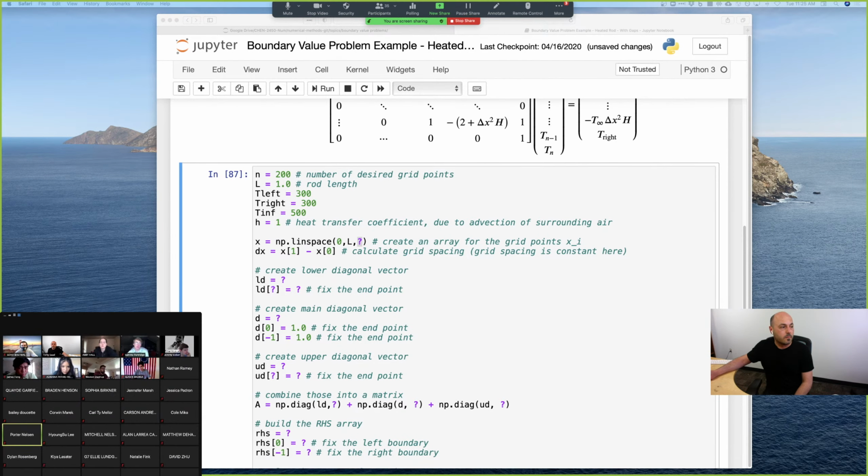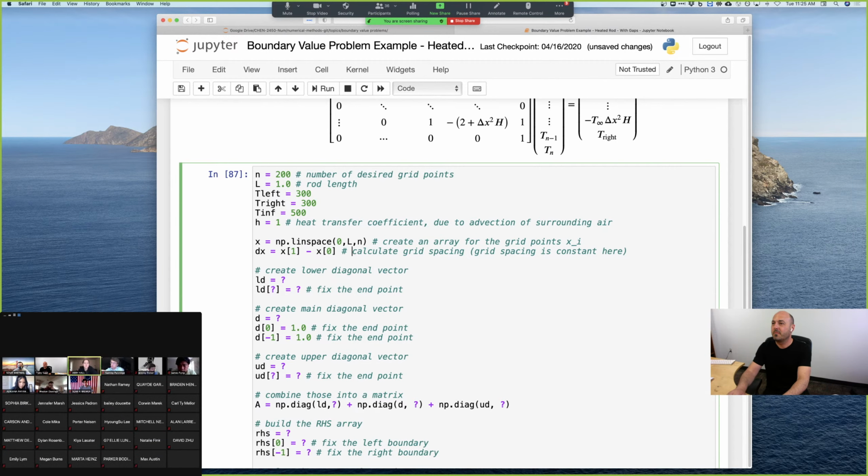Would just be n? Will just be n. Okay. And then dx is simply the spacing between any two points in length space. That's your delta x. All right. So now the way we do this is we create a lower diagonal, main diagonal, and upper diagonal.